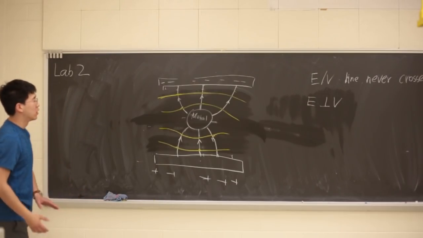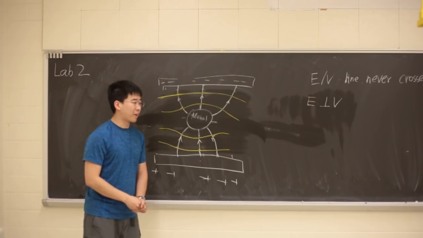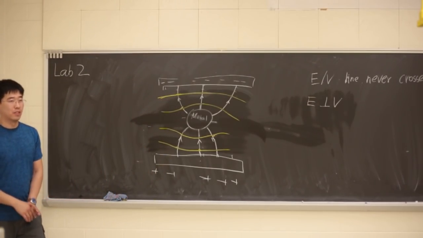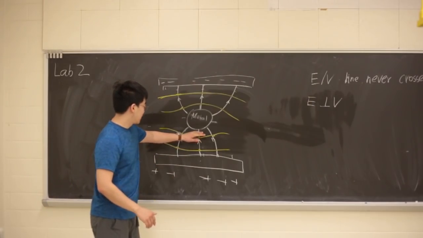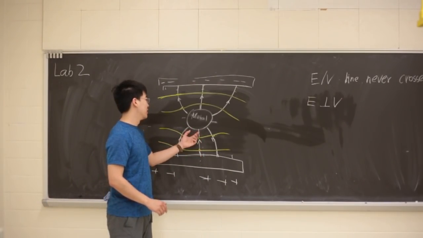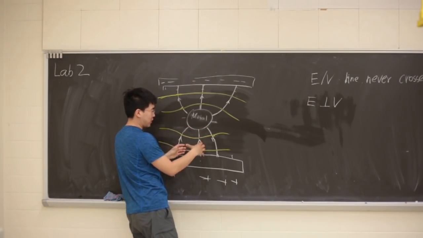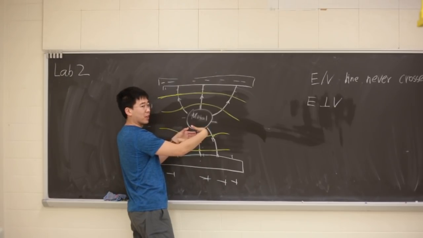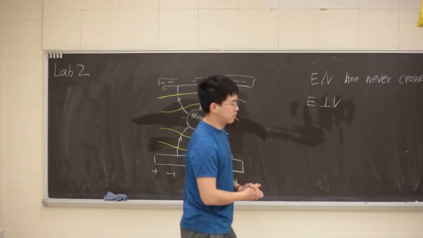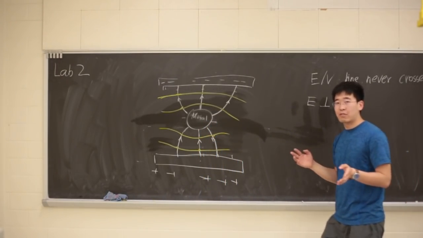So, from this plot, can you tell which part has the strongest electric field? Here or here? For those two, the one up here. Yeah, because it's denser. For the given space, there are more field lines than here. So that's the question.